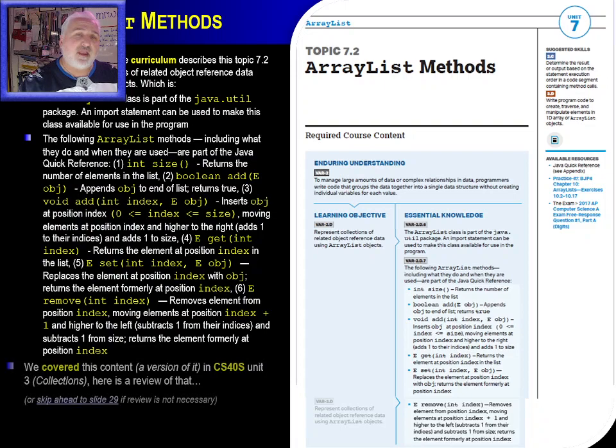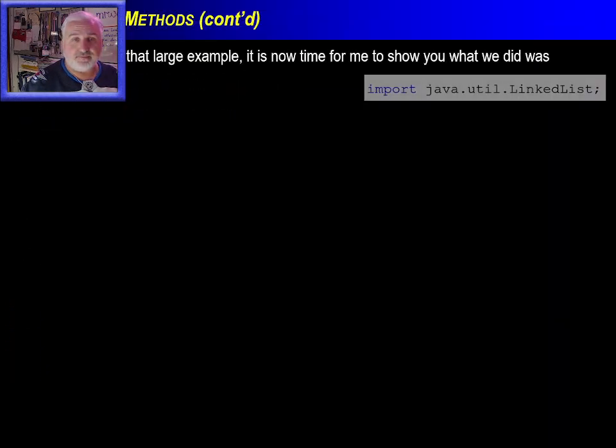So the specific methods you need for ArrayList include size, add, set, get, and remove. So those are really the only sets of methods you need to know. And you don't need to know how they work, you just need to know how to call them and what they'll do to the list itself, the array list.